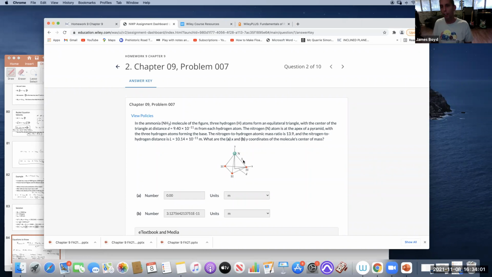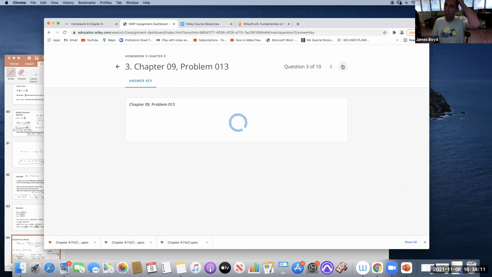You have L, you have D. L squared is equal to D squared plus H squared. So H squared is equal to L squared minus D squared, if that helps. Square root of L squared minus D squared, trigonometry.